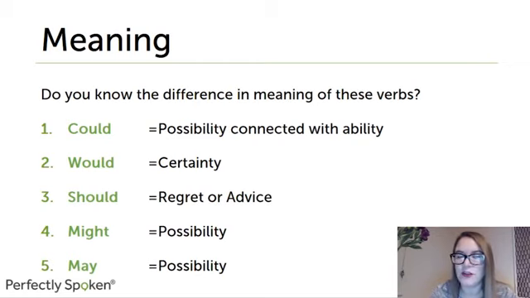So could we use when it's possibility connected with ability. Would is used for certainty. Should for regret or advice. And might or may again for possibility. Now, don't worry at this stage if it seems a bit confusing because we're going to have a look at lots of examples and we will do a lot of practice. This is just a very simplified version of what the key differences are between these verbs. Okay, let's move on and have a look at the form.